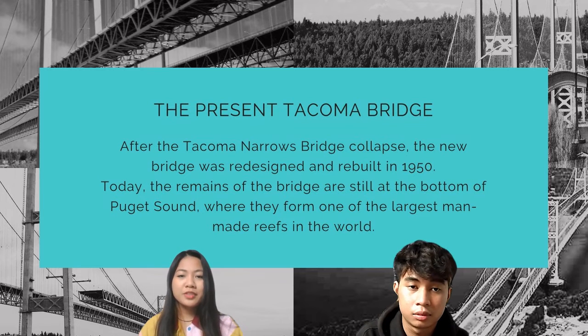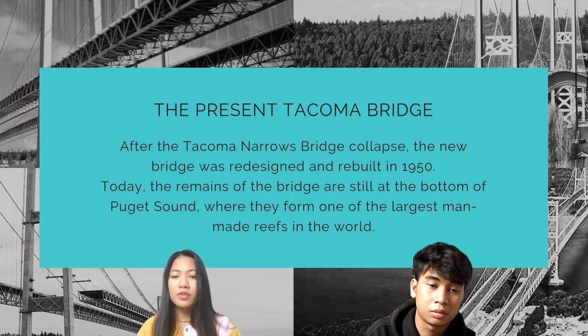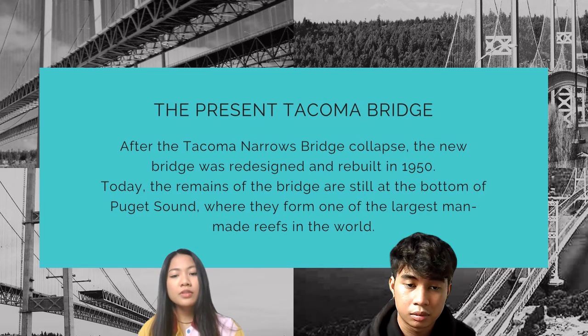A replacement bridge opened on October 14, 1950, after more than 2 years of construction. It is the fifth longest suspension bridge in the United States, 45 feet longer than the original. Construction of the new bridge took into account the lessons learned in the collapse of the Tacoma Narrows Bridge, as did that of all subsequent suspension bridges.